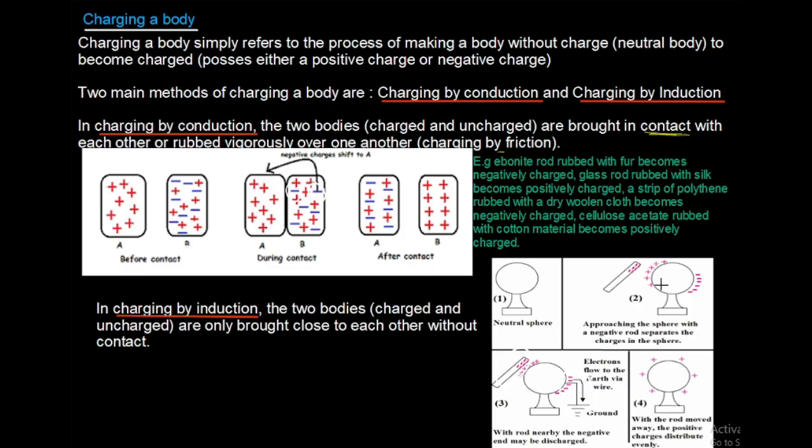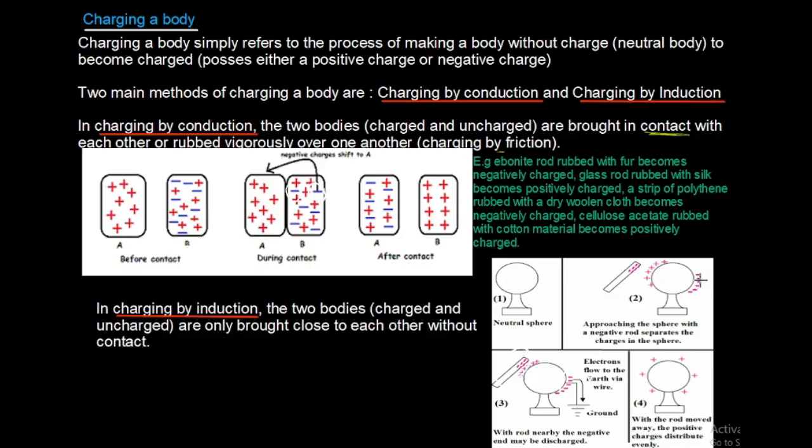Now when it is brought close to the neutral body, what happens? Our law of electrostatics will take place. Now the neutral body, don't forget, will contain both positive and negative charges as shown here. You can see we have, let's count the positive charges: 1, 2, 3, 4, 5, 6.